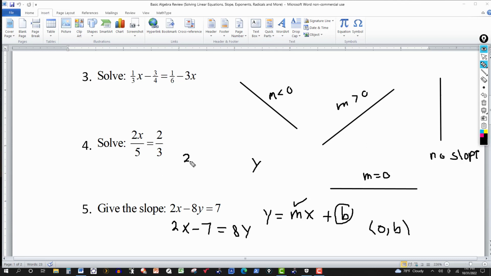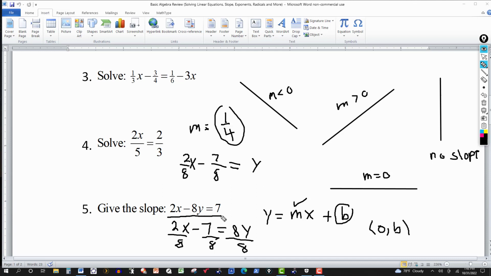So every term is divided by 8. This one's divided by 8 here, this one's divided by 8 here, this one's divided by 8. This is an x here, so it's in this format: y is equal to, and this is your mx here, so just reduce that. 2 over 8 divided by 2 reduces to 1/4. So that's the slope of the line that has this equation right here.